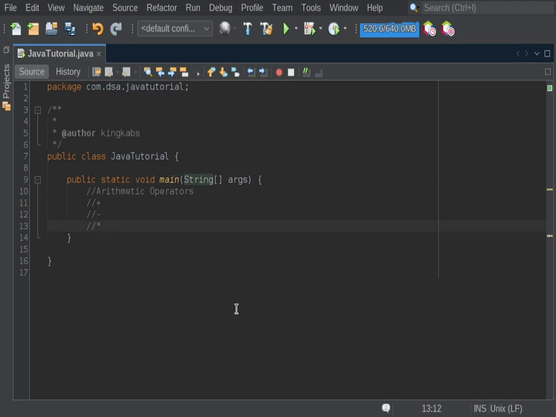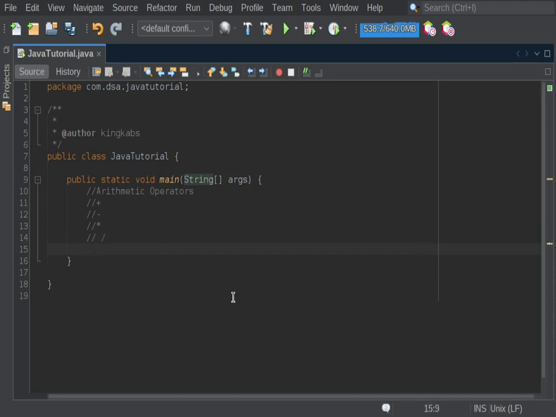So please note, it's not an X. Don't write an X in your program. It's an asterisk. Then for the division operator, we normally write the backslash. Is it the backslash or the forward slash? I always confuse the two. But anyway, you get my point. So that is for division. For division, you use that slash operator.